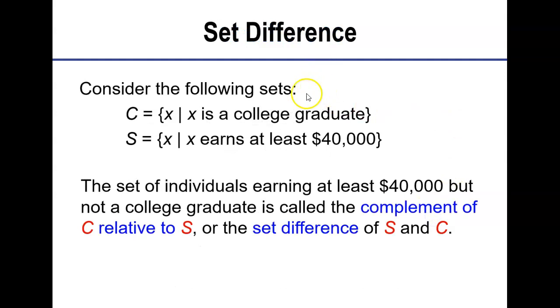Set difference. Now consider the following sets. Again, C is that X is a college graduate, S is X earns at least $40,000. Now, the set of individuals earning at least $40,000 but not a college graduate is called the complement of C relative to S, or the set difference of S and C.